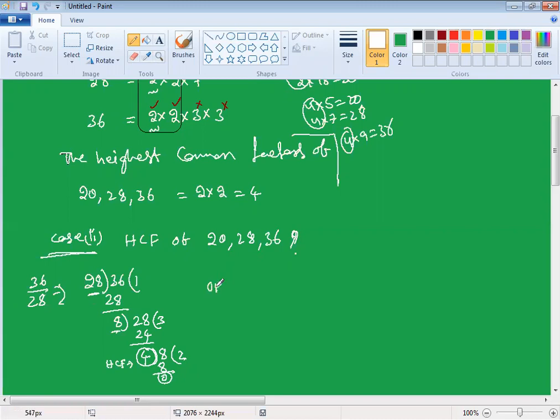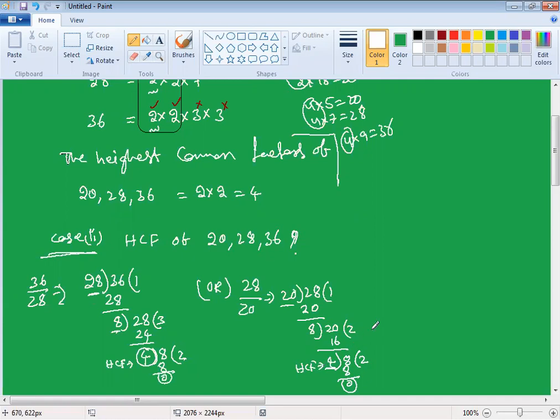Or take two more numbers, 28 by 20. Try this again. 20, 28, 1 twenty is 20, the remainder is 8. Now you have to take this 20. 8 twos are 16. Then 20 minus 16 will be 4. And then 8 is there. 4 twos are 8. Then 8 minus 8 is 0. So where you are getting 0 is at 4. That's why this is the HCF.